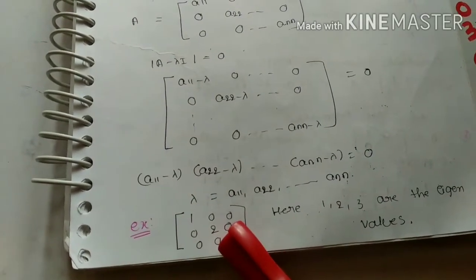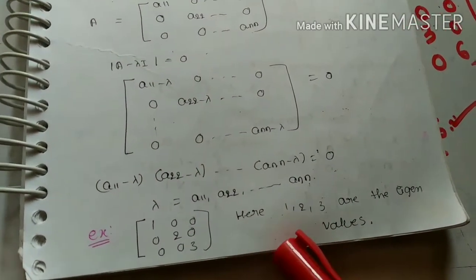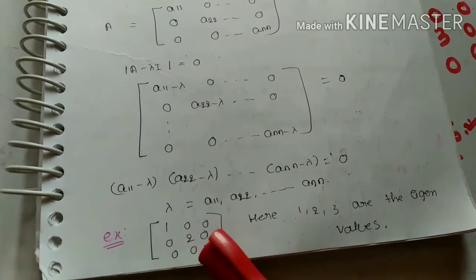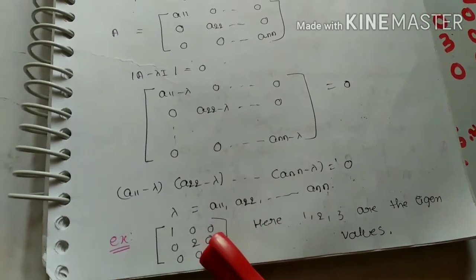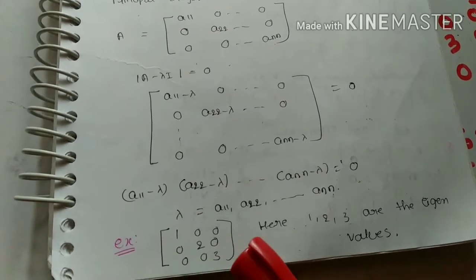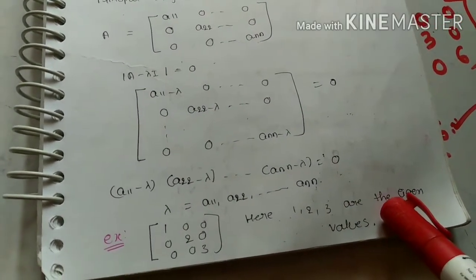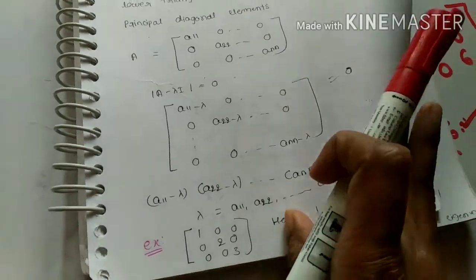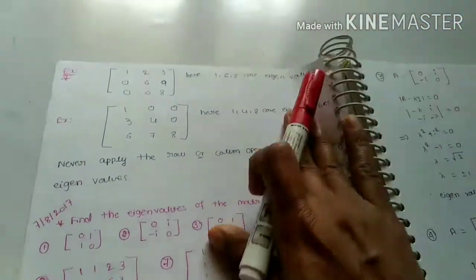So this is the example which is there in my book. 1, 2, 3. This is my given matrix, so this is a diagonal matrix. Therefore here 1, 2, 3 are all the eigen values. Let us move on to the next.